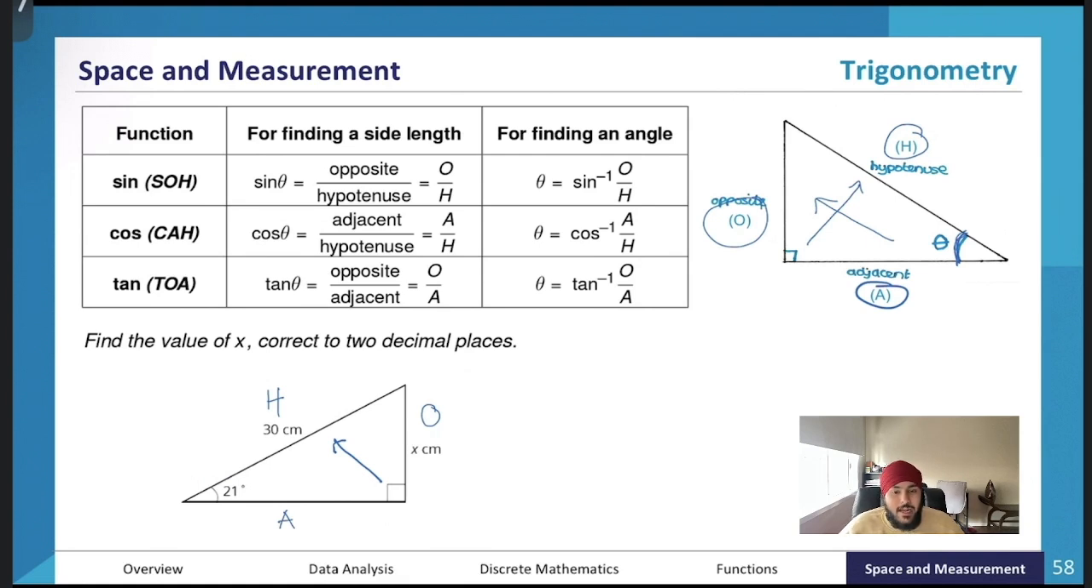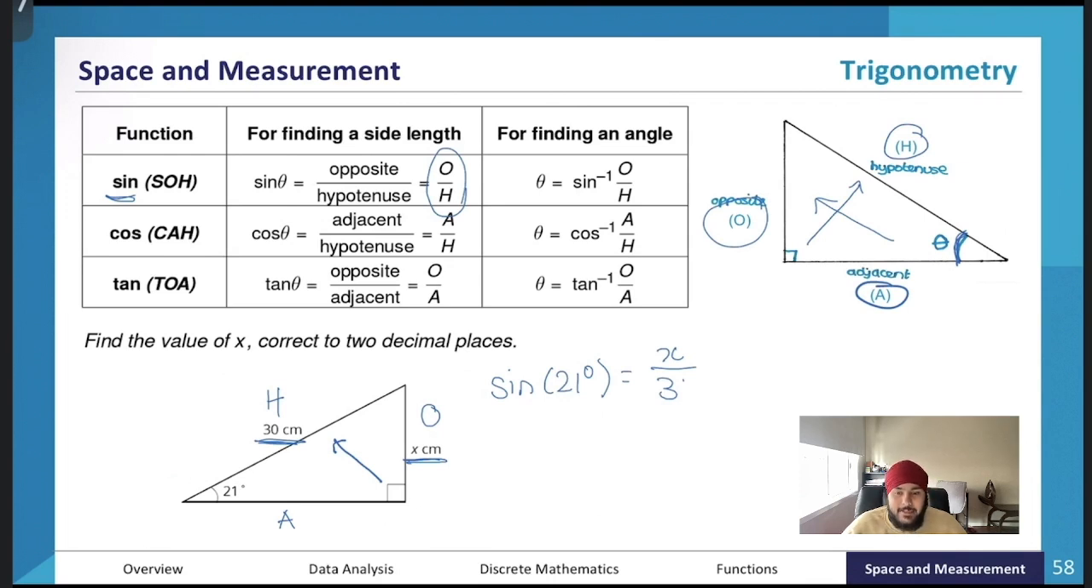Now, the sides that we are concerned with are the hypotenuse and the opposite. So we want to find a ratio that involves O and H. In this case, that is the sine function, which has O and H. So we can use SOH CAH TOA. Sine of 21 degrees is equal to opposite over hypotenuse. Opposite is, remember, x. Hypotenuse is 30 in this case.